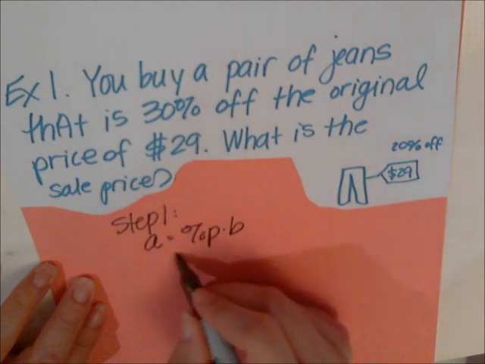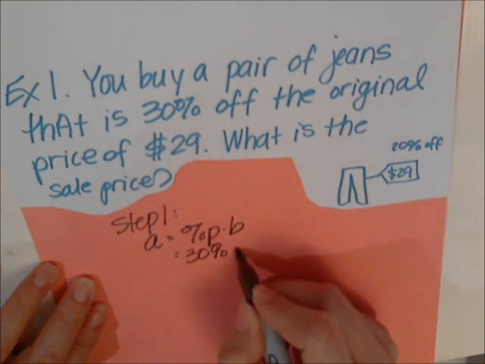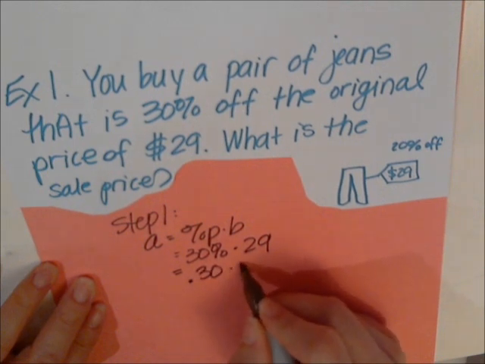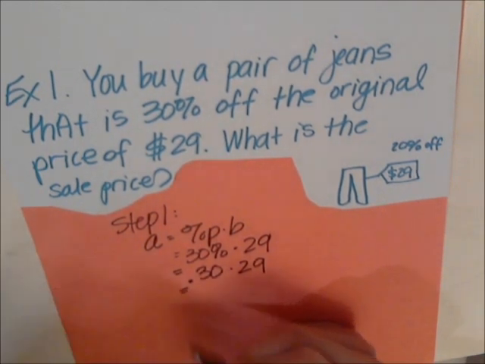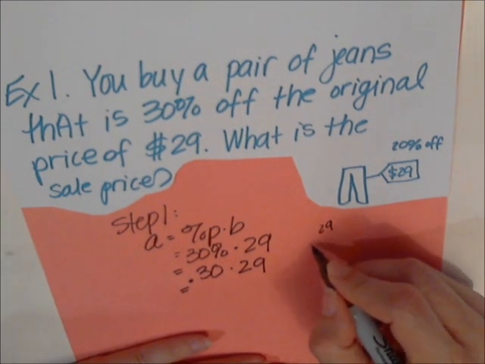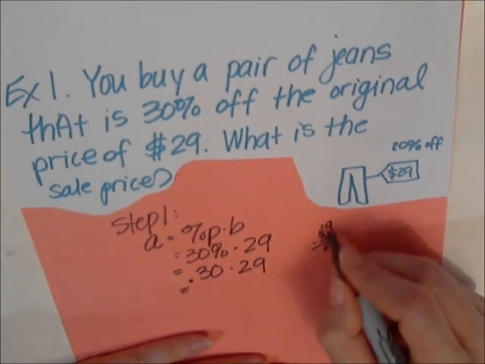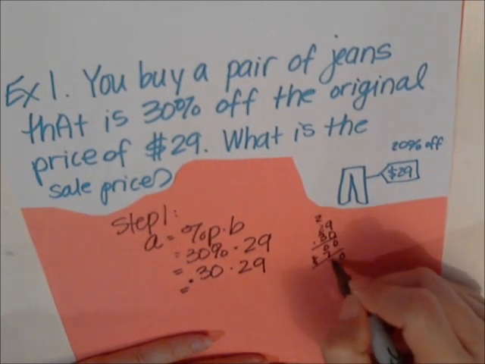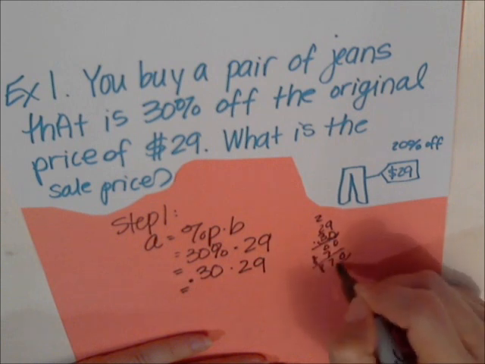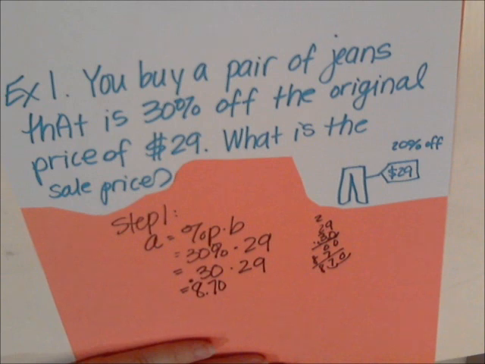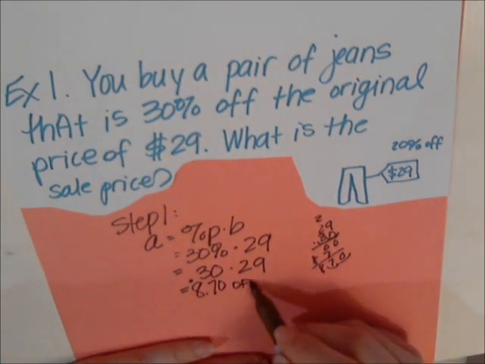30% times 29, 0.30 times 29, that will equal, I'll do the work over here. One, two, that equals $8.70. But the $8.70 is the discount, how much money is off.